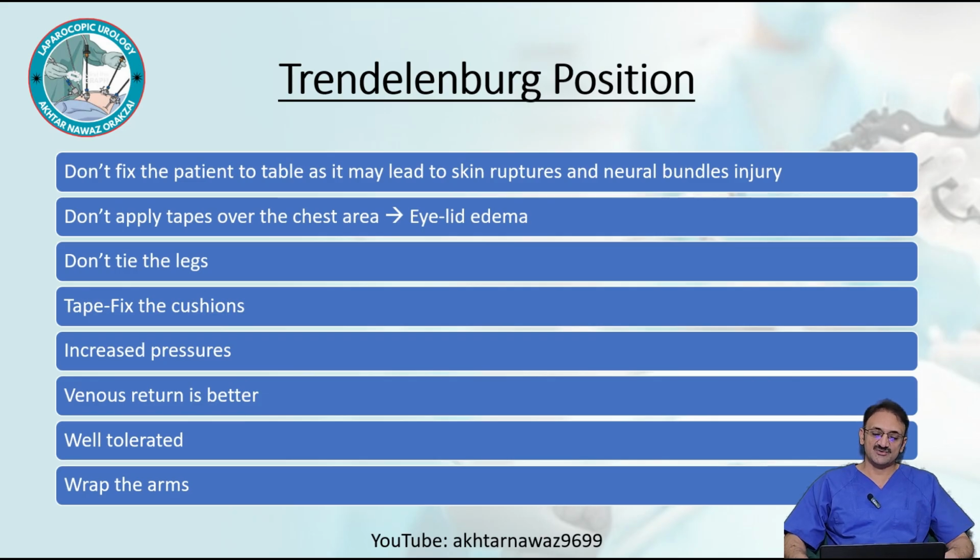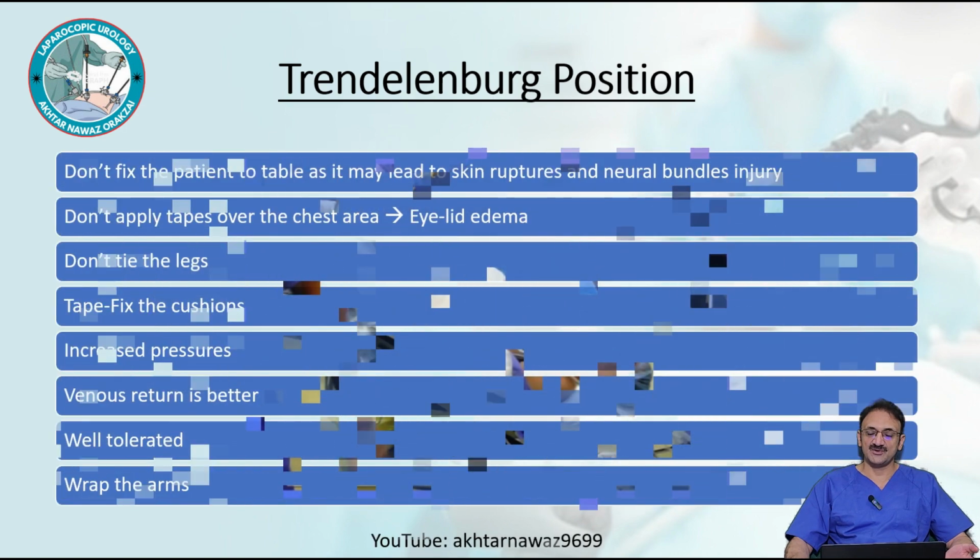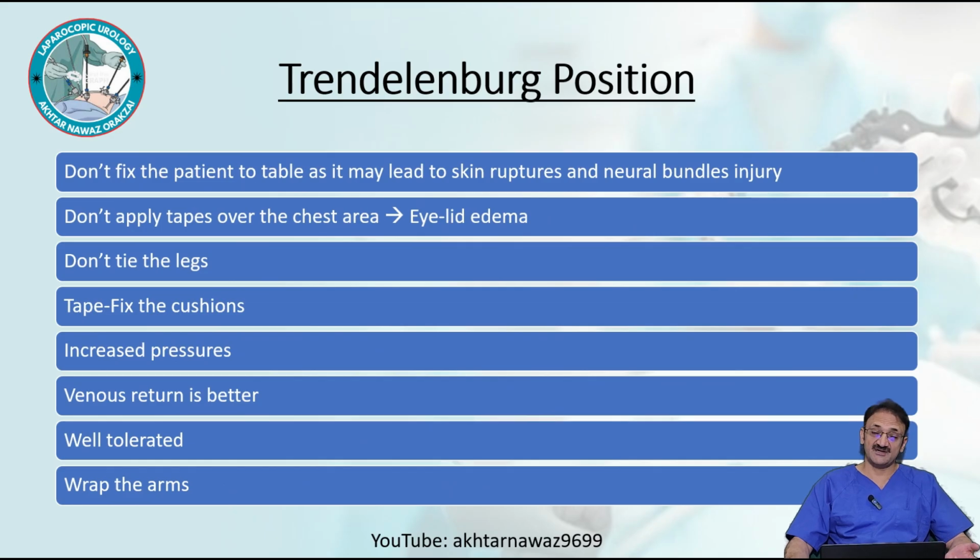And do not apply tapes over the chest area, because of the compression, there will be eyelid edema because of the head down position. And do not tie the legs, that can lead to deep venous thrombosis. Always tape fix the cushions rather than the skin. All the areas where there is increased pressure on the body have to be padded with cushions. Better if there is a gel cushion. So the venous return is better, the pressure is increased, so there is no problem with the cardiac output.